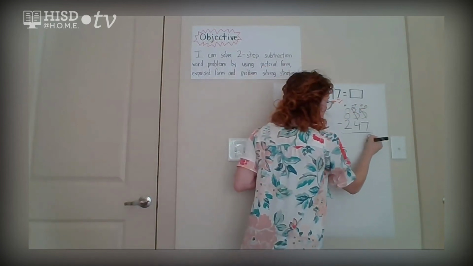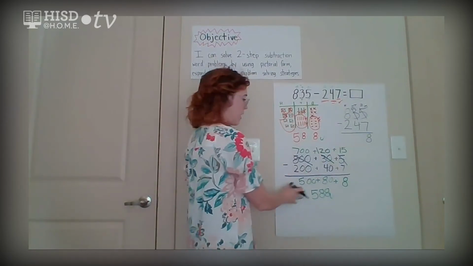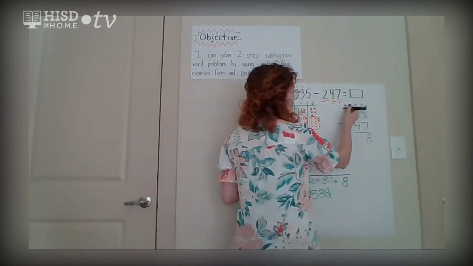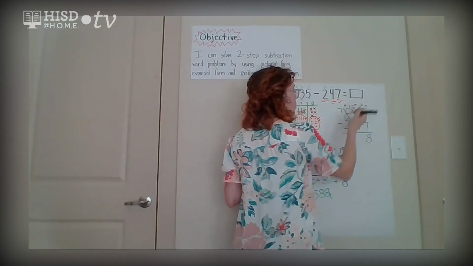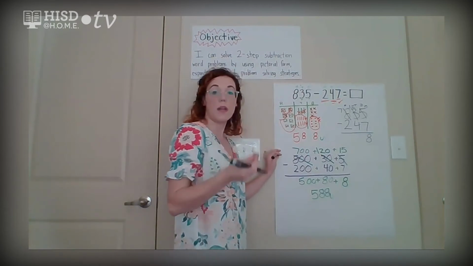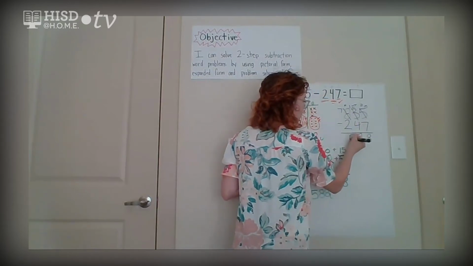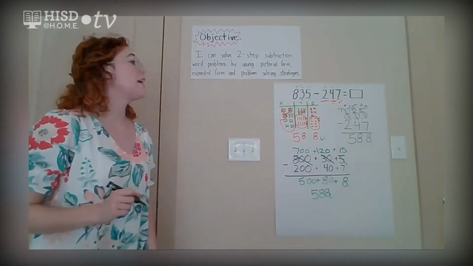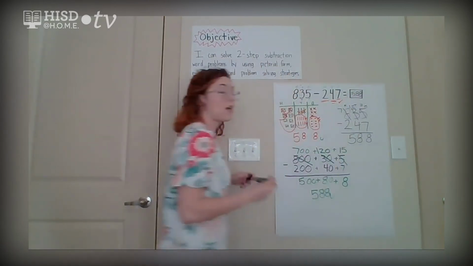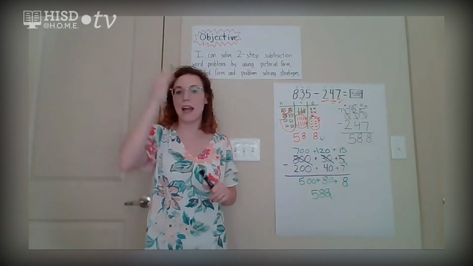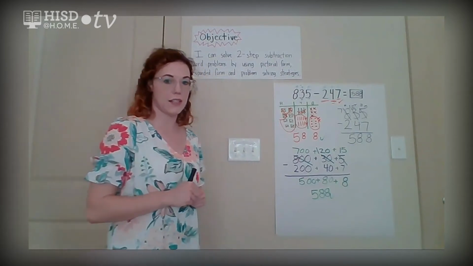15 minus 7 is 8. I can't take 40 away from 20. Same thing happened over here. I have to change my 800 to 7 and my 2 tens to 12 tens. 12 minus 4 is 8, and 7 minus 2 is 5. My answer is 588. I know that was a whole lot of explaining for this one thing, but helping us get the foundation will help us solve the problem better with our word problem we're going to do next.